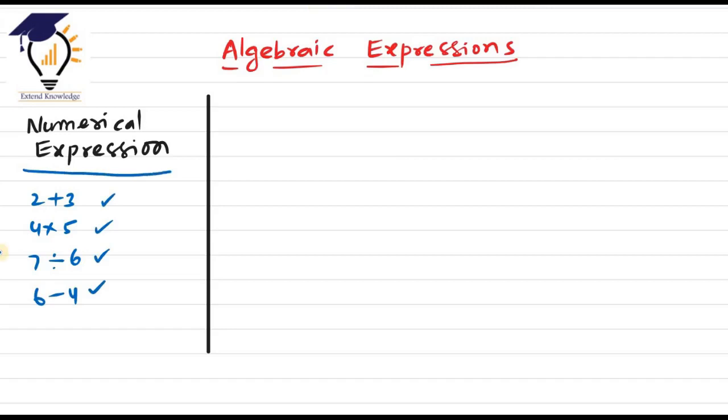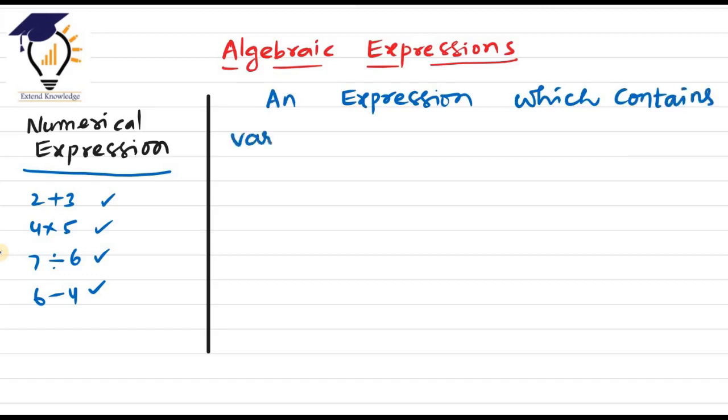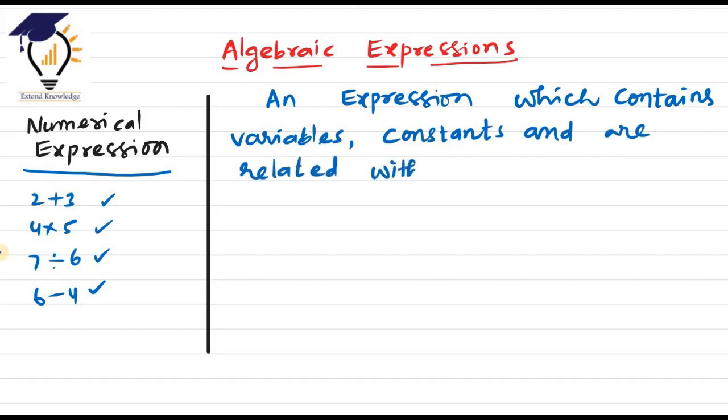Apart from this, what about an algebraic expression? The definition of an algebraic expression is an expression which contains variables, constants, and is related with basic operations. So what are the basic operations? Addition, subtraction, multiplication and division.